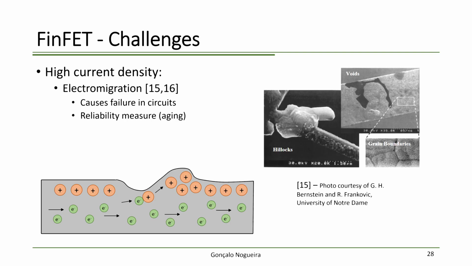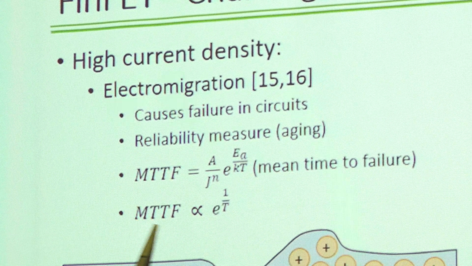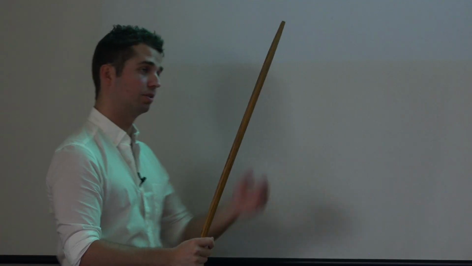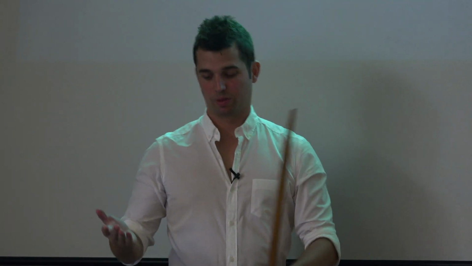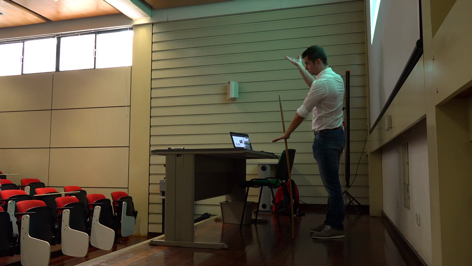And electromigration is checked. It's a reliability measure. It's used to check the aging. So this formula here, it's an empirical formula, and it calculates the mean time to failure. Now, the part that I want you to pay attention to here is this one. The mean time to failure caused by electromigration is proportional to the exponential of the inverse of the temperature. What does this mean? Temperature goes up, the mean time to failure goes down exponentially. Now, join this with self-heating, and you start having issues.